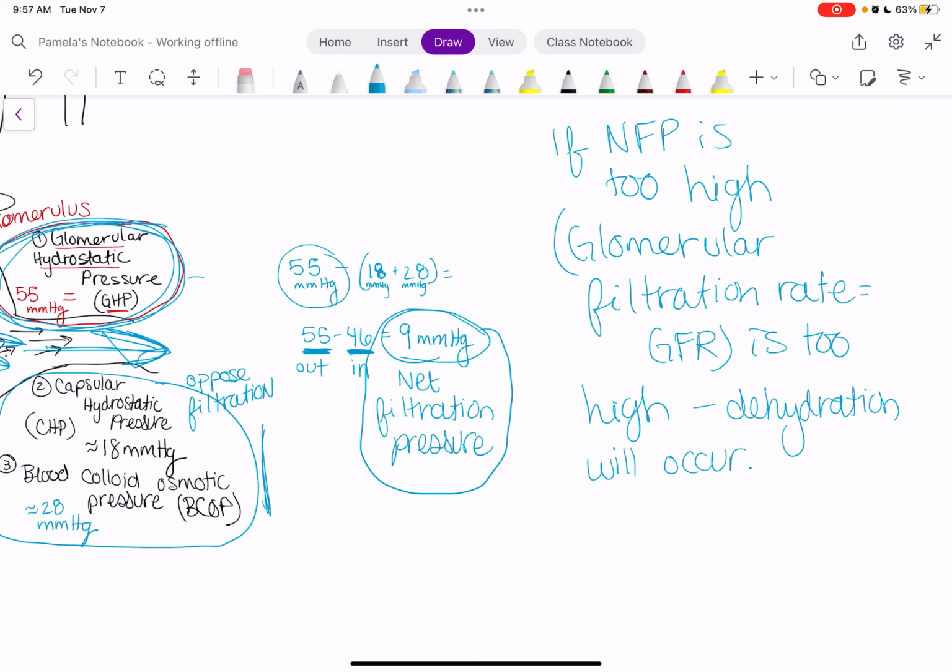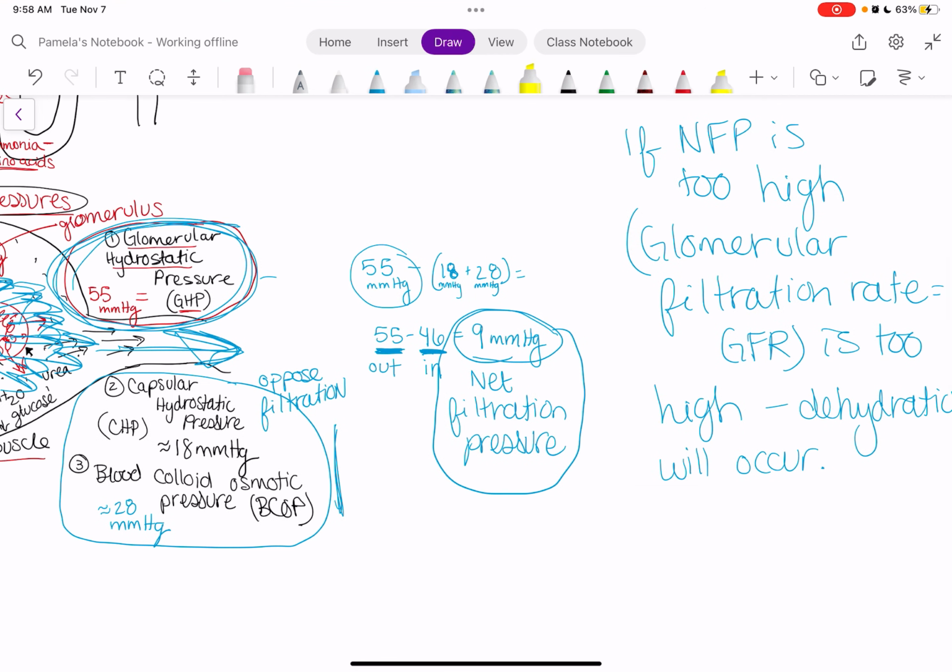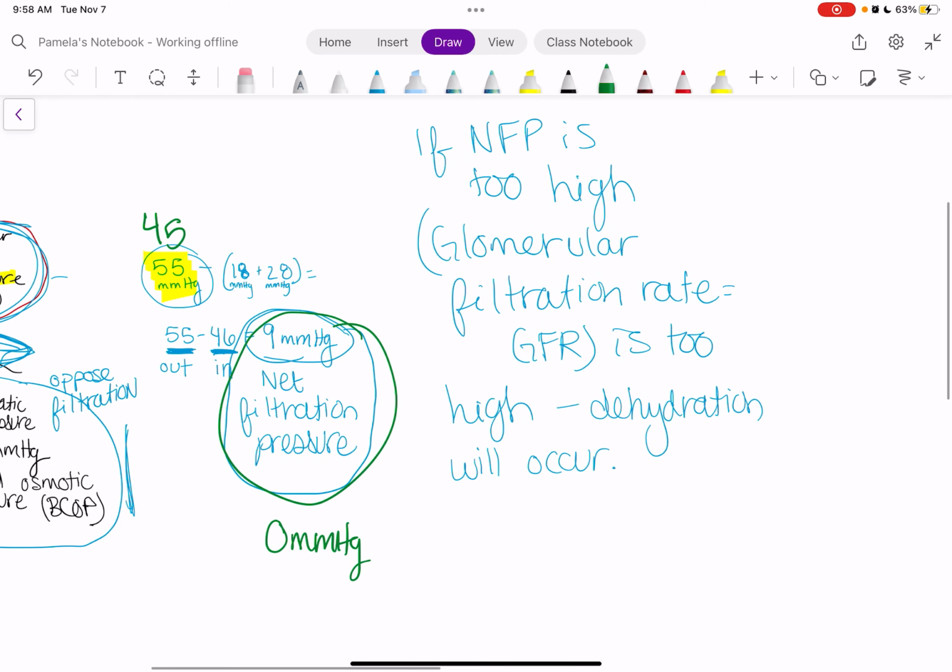And conversely, let's imagine maybe our blood pressure is really low, maybe we're already dehydrated, and instead of having a glomerular hydrostatic pressure of 55 millimeters of mercury, like we have here, it's just 45 millimeters of mercury. Then when we do this calculation, we would get a net filtration pressure of around 0 millimeters of mercury. And that would cause our glomerular filtration rate to be 0, right? We wouldn't be filtering at all.